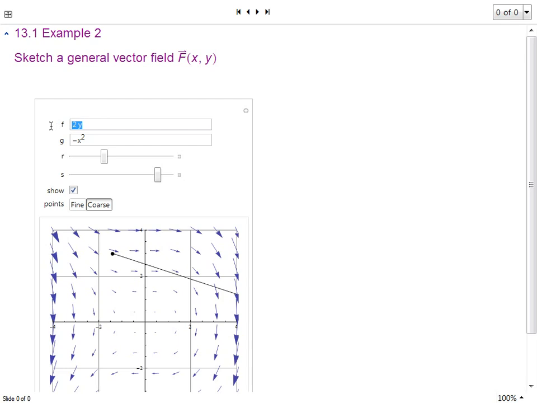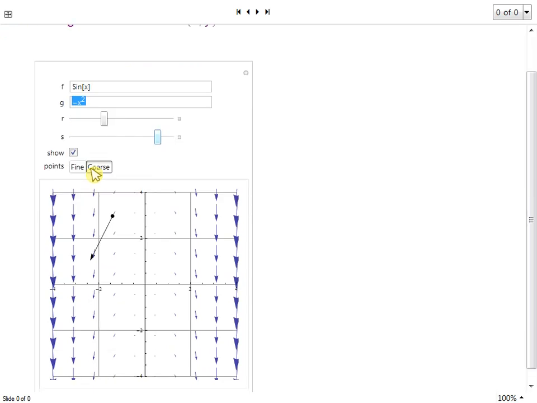How about this? How about a vector function that does not take the y coordinate into account at all, just does the x coordinate? And I'm going to make it sine x. So the x component of the vector field is sine x. The y component of the vector field is negative x squared. And let's just see what happens. So y shouldn't matter, right? Y shouldn't matter. So do you see that no matter where I am, the y coordinate, the vector is going to stay the same? Watch, if I move this up and down, that vector doesn't change.